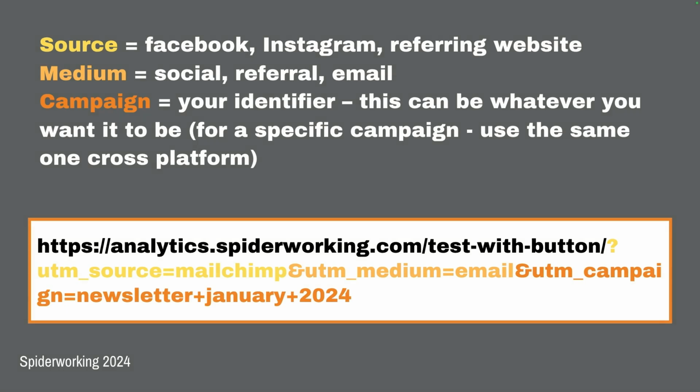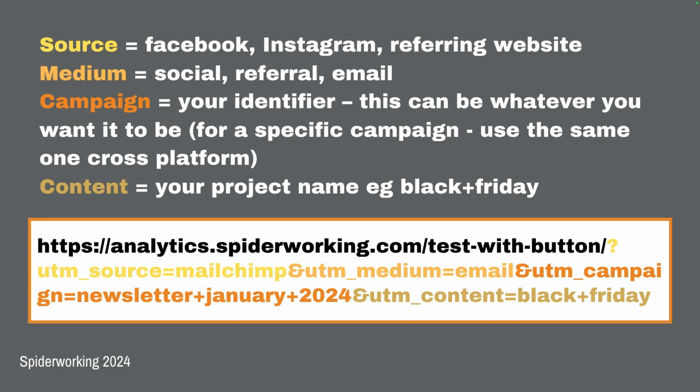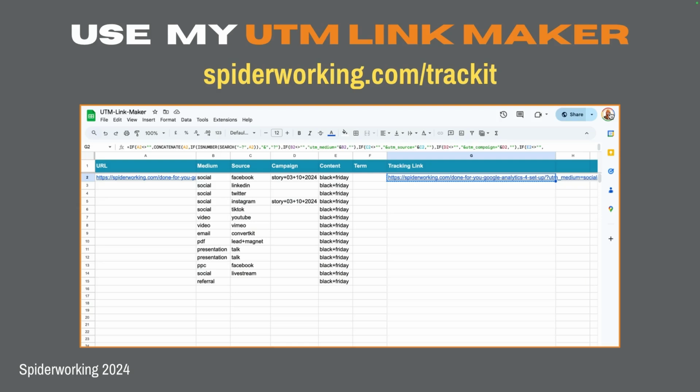But for this, we're going to use one more UTM parameter. We're going to use content. And the reason I want to do that is because you want to group everything from this campaign together into one big chunk. So in this case, we're going to go for Black Friday. Black plus Friday is going to be the content. And if it was an Easter sale, it would be Easter plus sale. If it was special offer, special plus offer, that would be your content. And you'll see how we're going to use that when I show you how to customize a report for that.